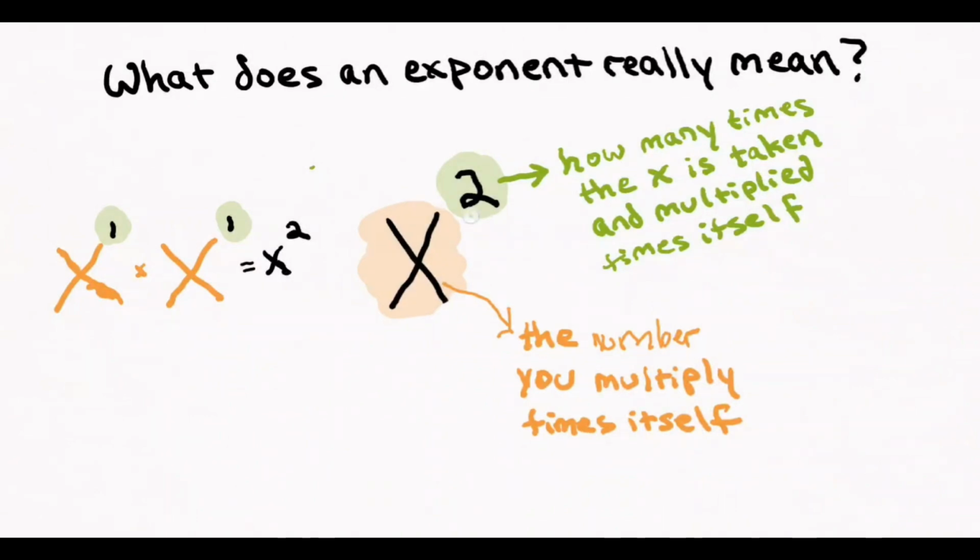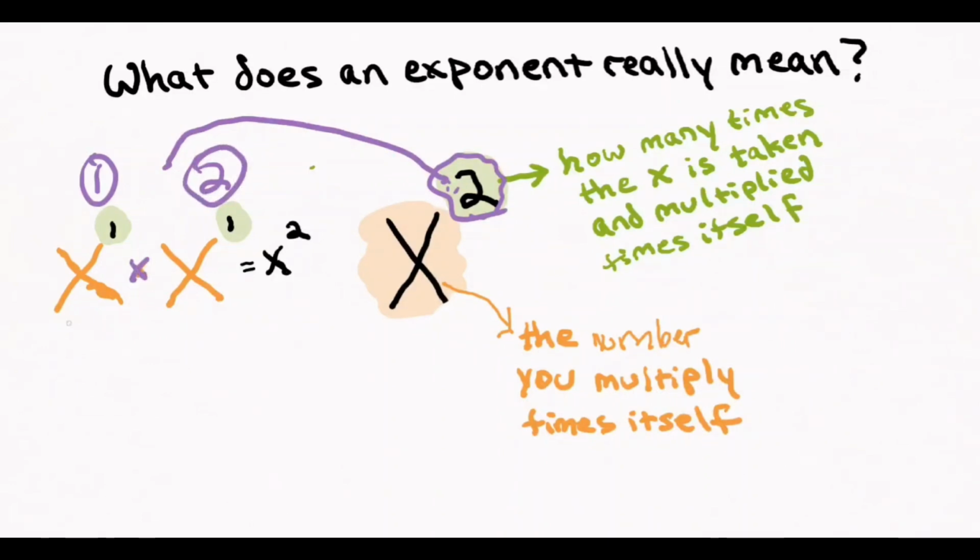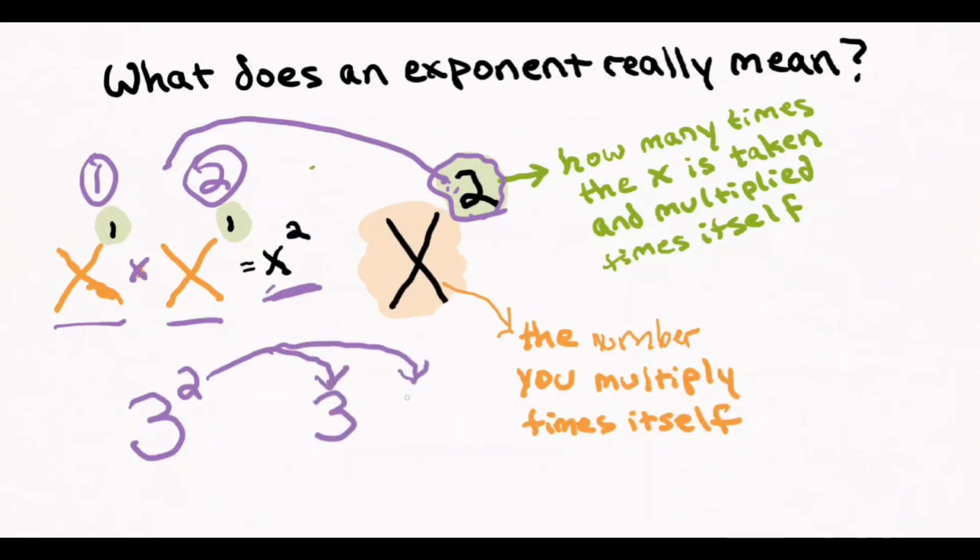If you do have a number up here, let's say to the power of 2, so x squared, that means you're going to take x 2 times. Here's x number 1, and here's x number 2, and you multiply those by each other, and you end up with x to the power of 2. If we do this with a regular number, let's say 3 to the power of 2, we're going to need two 3s. Here's a 3, and here's a 3, and you multiply those together, and that gives you 9. So 3 squared equals 9.